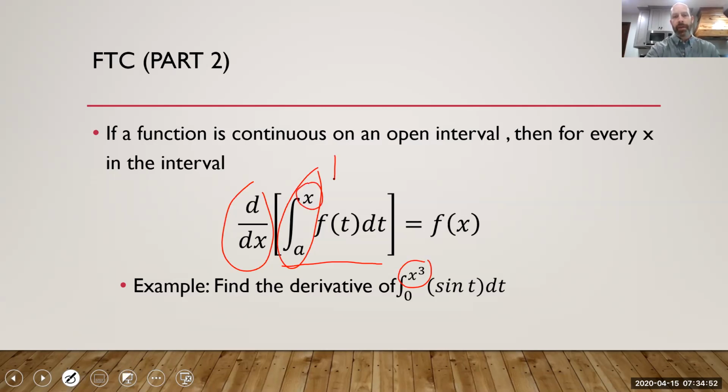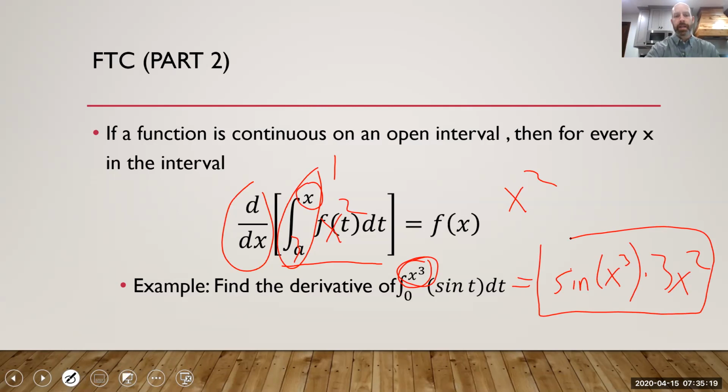So if I gave you this, and let's say this was 3, and this was just, let's say, x squared, then the answer would just be x squared. But here, since it's x to the third, the answer is going to be sine, and then you plug in the x to the third, which is what you would guess, but then you have to apply the chain rule here, so you'd have to multiply this by 3x squared. So this would be the derivative of that integral.